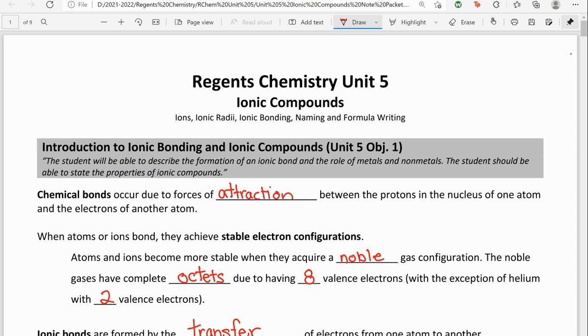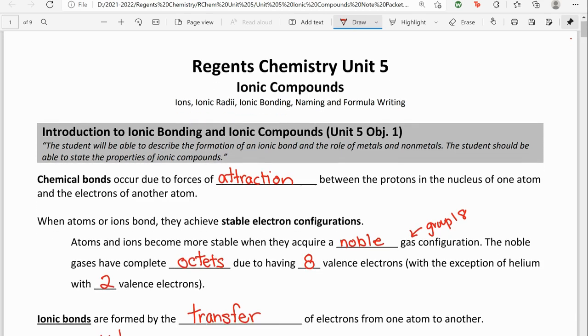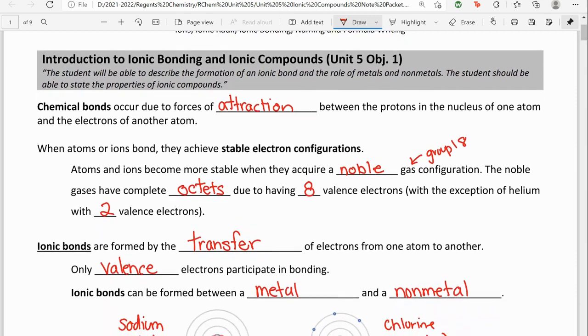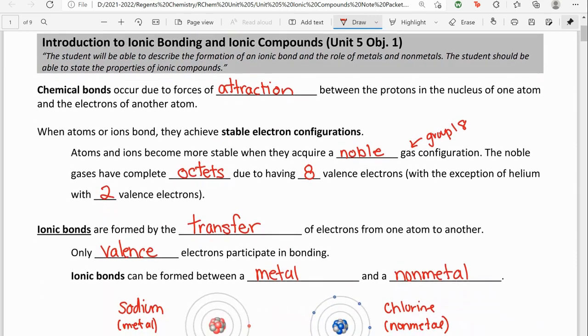And just remember, noble gases are those group 18 elements. So, neon, argon, krypton. The noble gases have complete octets due to them having 8 valence electrons. And 8 is going to be really important in a little bit. With the exception of helium, which has 2 valence electrons. So, hydrogen can achieve a stable electron configuration by matching up with helium's configuration of 2.